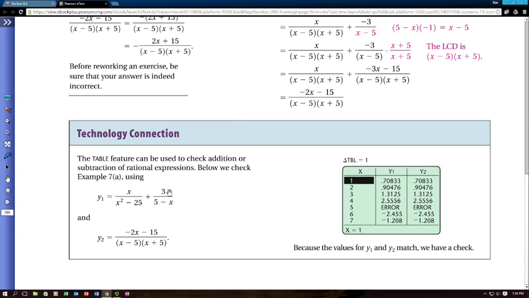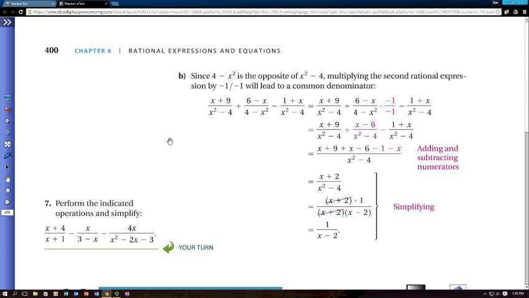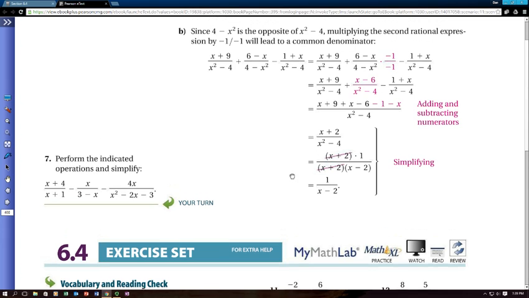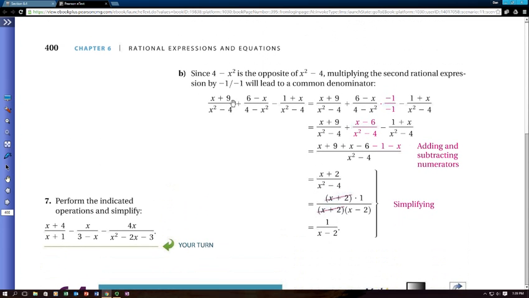Now they go through some technology stuff here on graphing calculators, which we're not using in the class. So here's another strategy with opposites again. I'm not going to go through that whole thing, but it's very close to the same thing. Look for these opportunities to change a sign to match up factors, really.